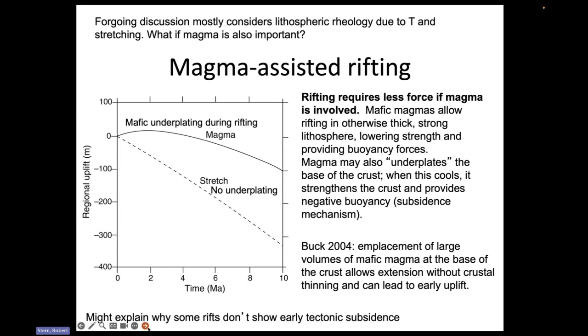If we add the fact that igneous activity is going to happen, and it's going to intrude dikes to feed volcanoes at the surface, that's going to further weaken the lithosphere in a way that's not accommodated by these stretching models. So just to make the point that rifting requires even less force if magma is involved.